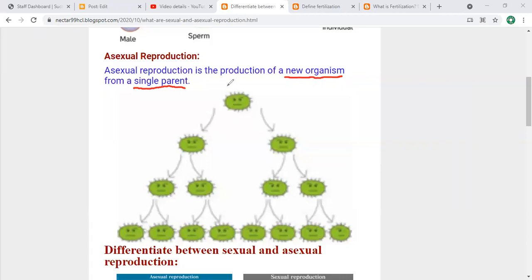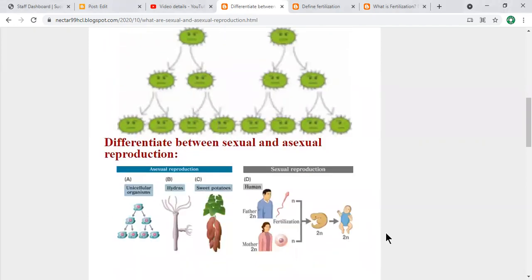Okay, so you can see that during asexual reproduction, only a single parent gives the same identical offspring that is similar to his father or mother, like his parent. So that is a type of asexual reproduction. You can see here the examples, or the difference between sexual and asexual reproduction, in which you can easily see unicellular organisms give birth to new ones with the process we name as asexual reproduction.